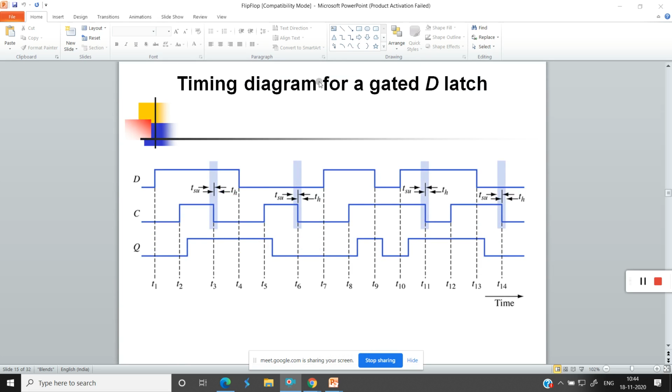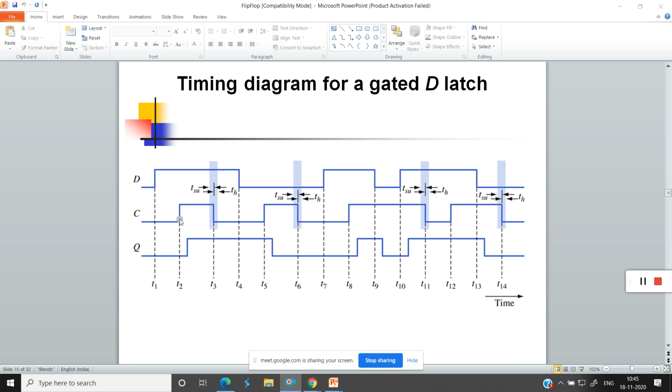Next we have the timing diagram for a gated D latch. I was talking about the timing diagram for a gated D latch. A gated D latch is a transparent latch. Whenever the clock or control signal is 1, the output follows D. If the control signal is 0, whatever changes happen in the D input are ignored, meaning they will not reflect at the output side.